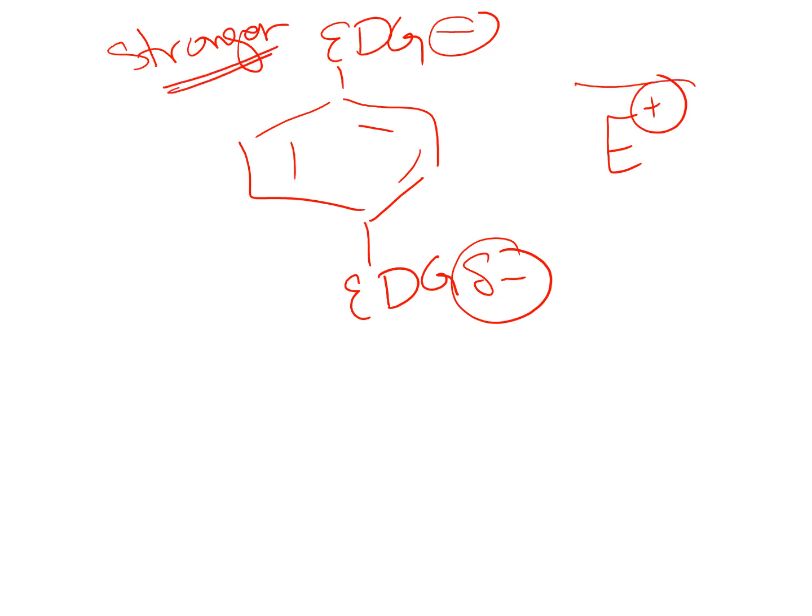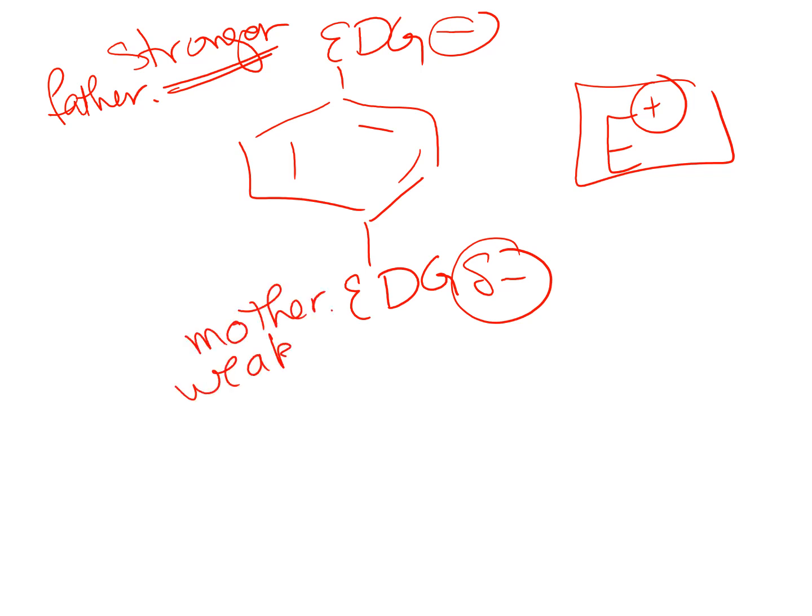It will definitely choose this one, this is my father, while this is my mother. This is the weak donating group. Still donating, but it's a weak donating group. So definitely the electrophile will choose to go to the ortho and para positions of the stronger electron donating group. So this is the case when both are electron donating.